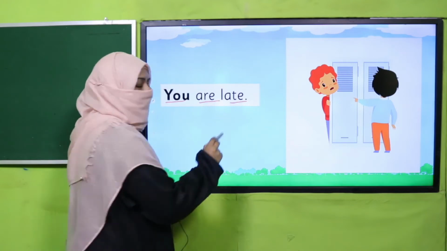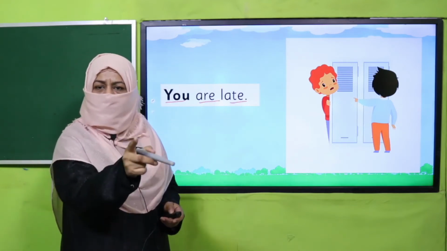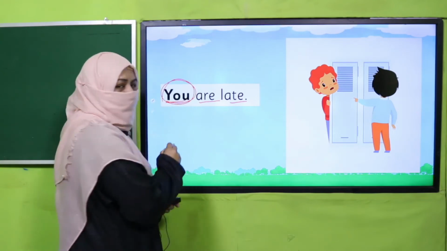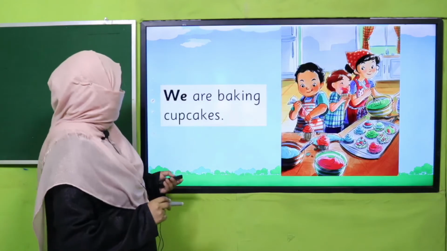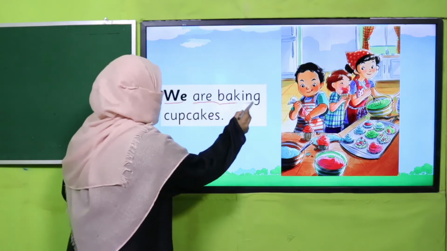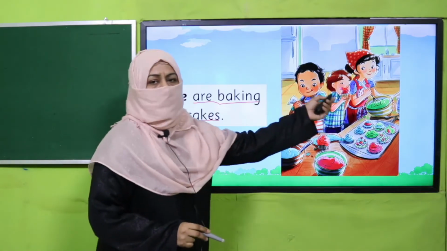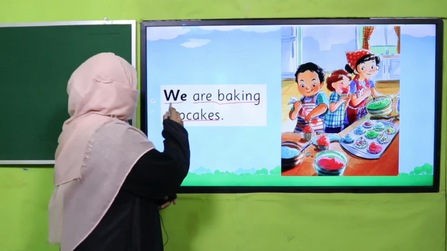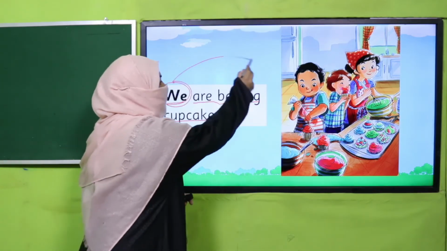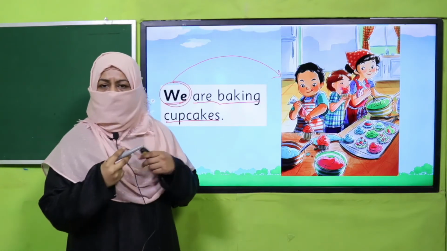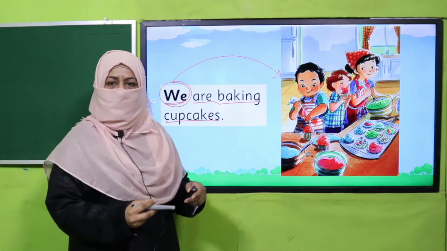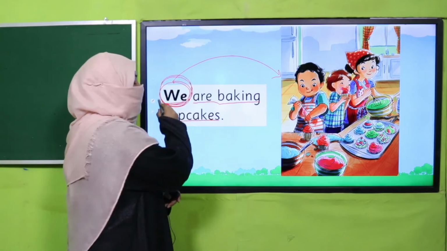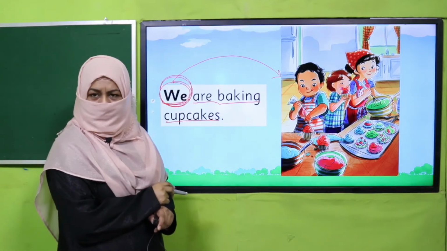You are late. So instead of saying your name when I'm talking to you, I can use a substitution word: you. Okay, all right. We are baking cupcakes. Now we are many, so instead of telling all the names Amna, Asad and Umar, I'm saying we. It represents me and a few of my friends as a group. So instead of telling their names, I have used a substitution word, we, right?